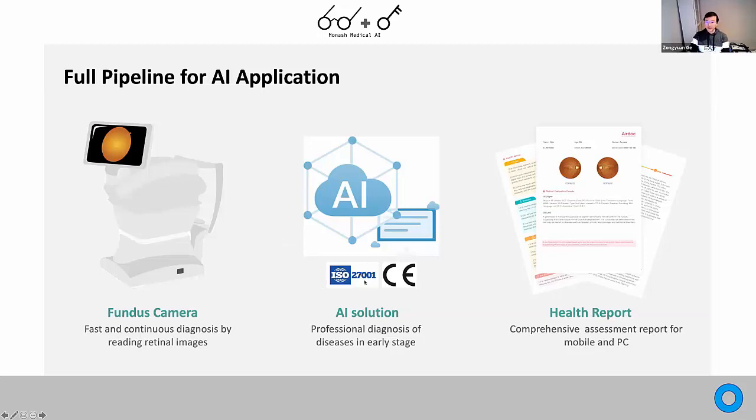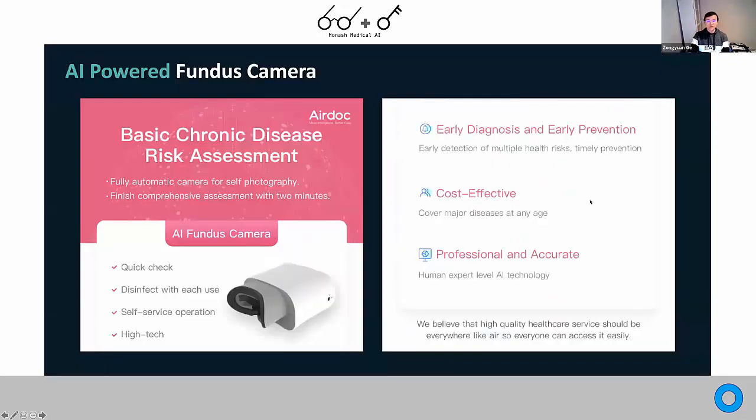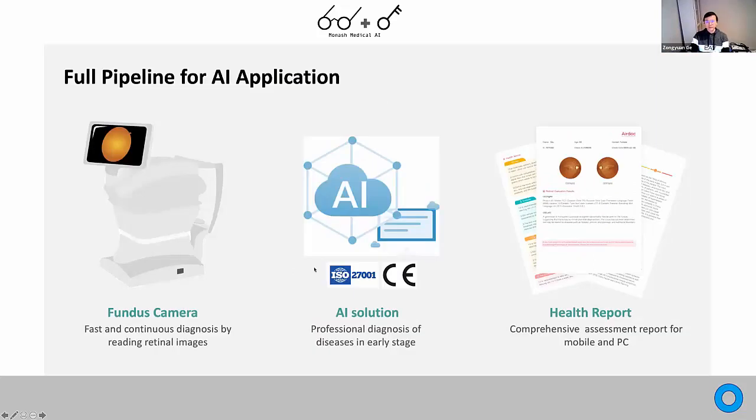The second part is you need a regulated AI model or AI solution that can do professional diagnosis of diseases in early stage. And the last part is how you present the results to the clients, to the clinicians, which is equally important as building a model. Because the report has to be comprehensive, easily readable, understandable, and provide evidence, right? So for the AI model part, of course, we get lots of data, we train lots of models, we do lots of validations, like exactly what we did for the CARE study in the Lancet paper.